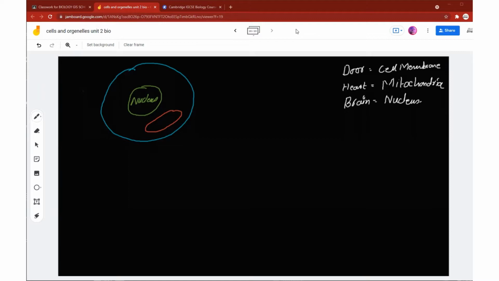Okay, so here, brain. Yes, it helps us to coordinate things. It helps us to tell what things we have to do and at what time, correct? The same, this is the function of nucleus too, okay? Nucleus will tell all the organelles what to do, what to make.